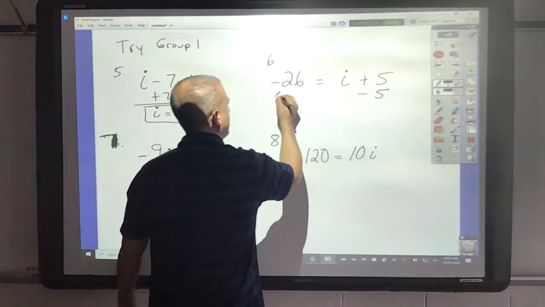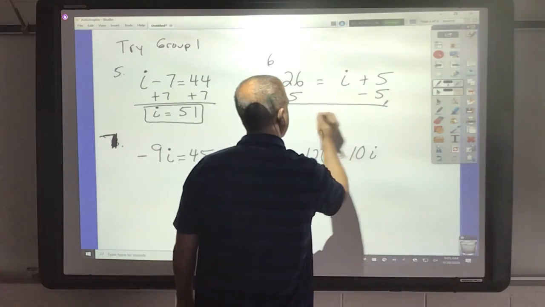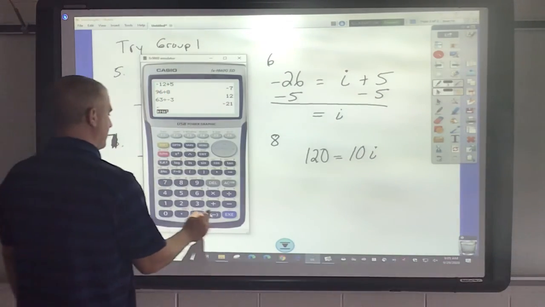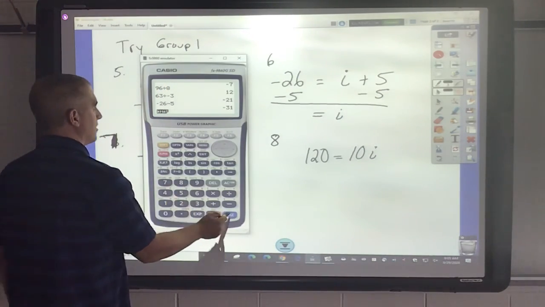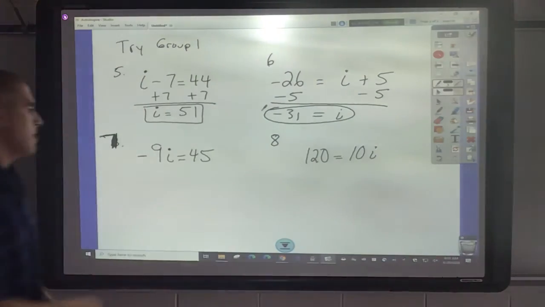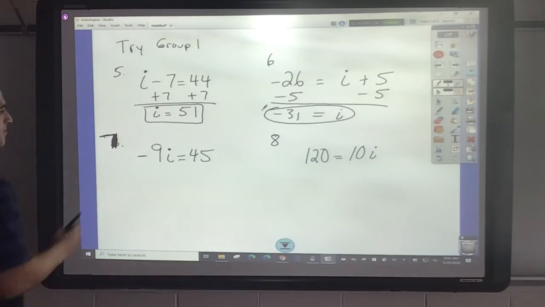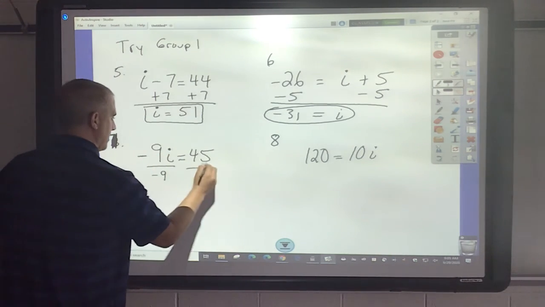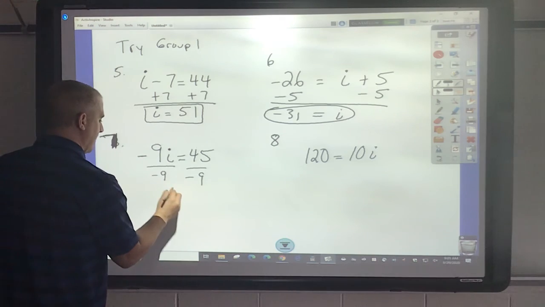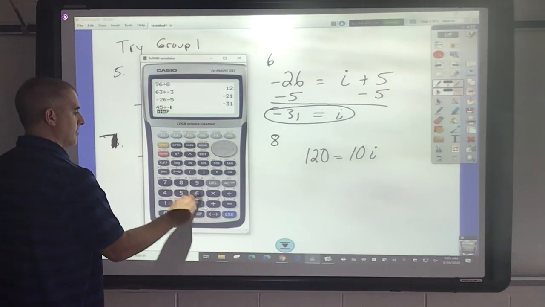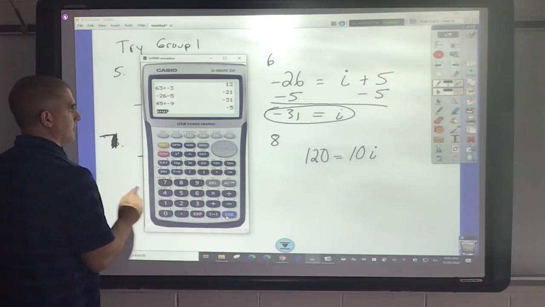I want to subtract 5. Now I'm going to use my calculator for this. -26 minus 5, which is -31. Now, these are attached numbers, so I would divide by -9 on both sides. I got I equals 45 divided by -9, which is -5.